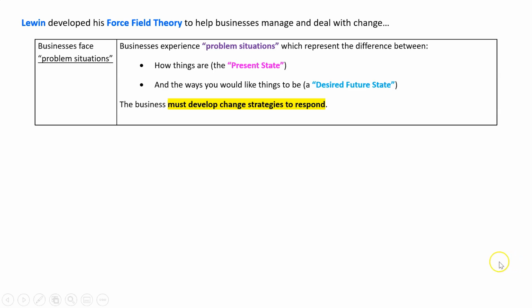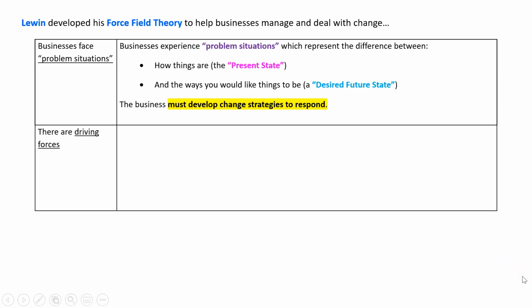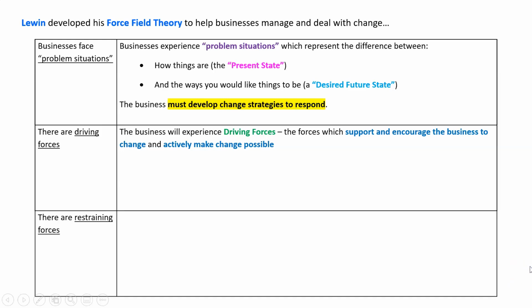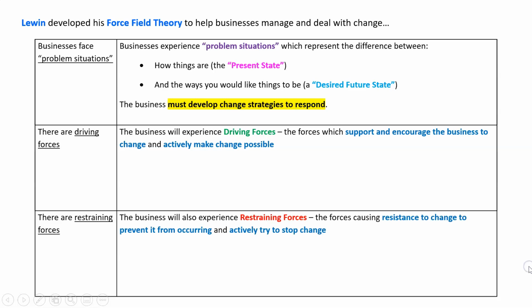Now, the second part of the theory says that there are going to be driving forces that encourage this change. They're the forces which support and encourage the business to implement the change and actively make it possible. However, just as there are forces supporting the change, there are also going to be forces against the change, and we're going to call those restraining forces. They're the forces that cause resistance to change, to prevent it from occurring and actively try to stop the change.